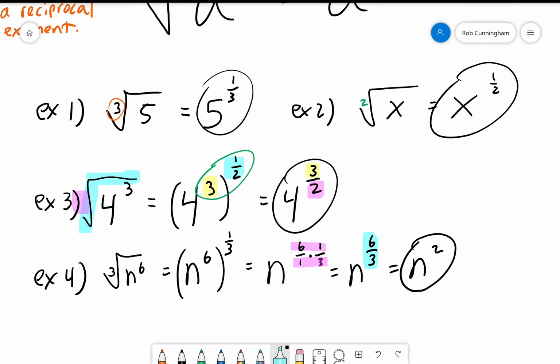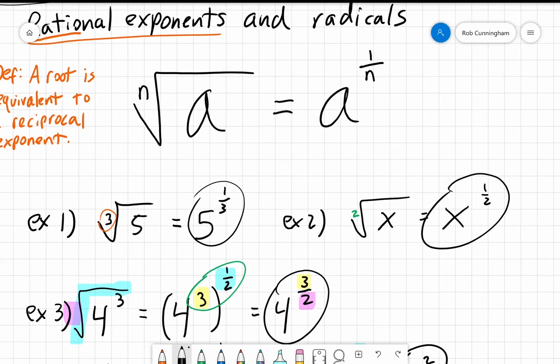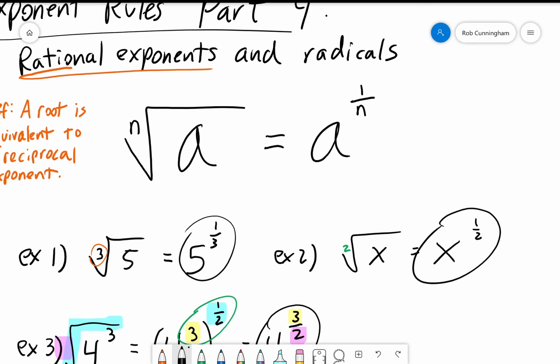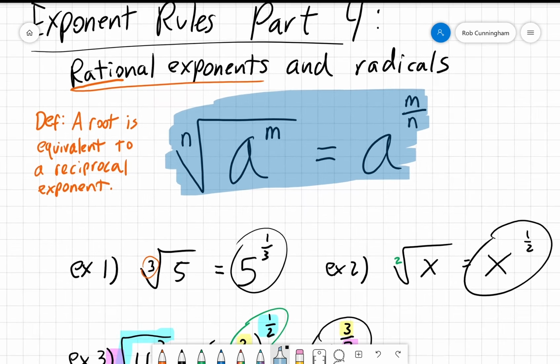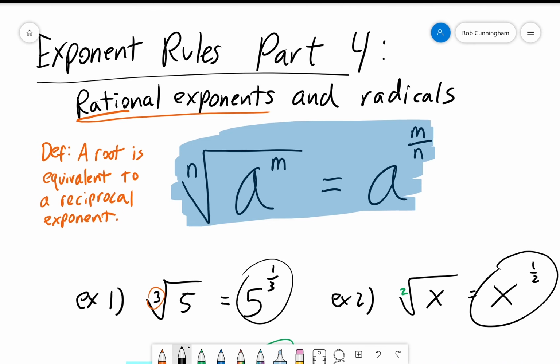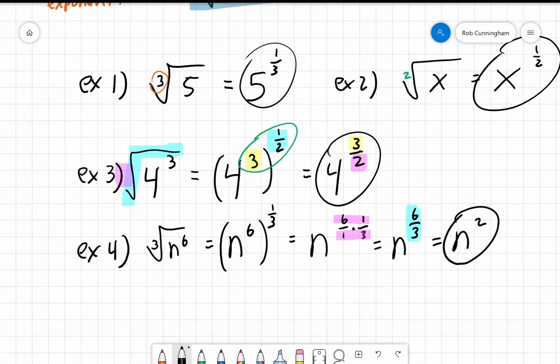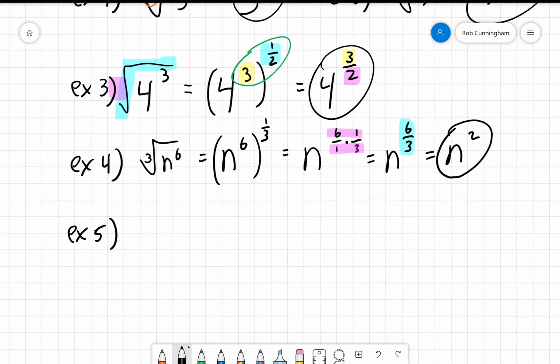So it's looking to me like our definition could use some updating. If we have the nth root of a to some exponent m, that equals a to the m over n. And that's the one that should go into your notes. So we're going to do a couple more of these, and we're going to pick it up a little bit.